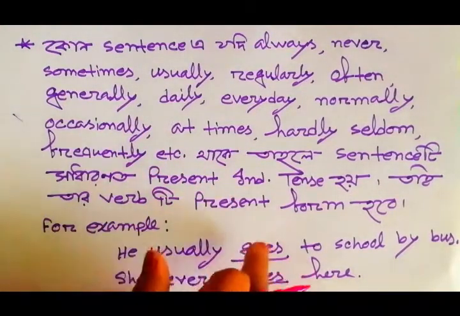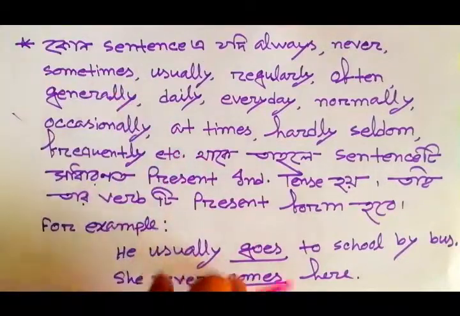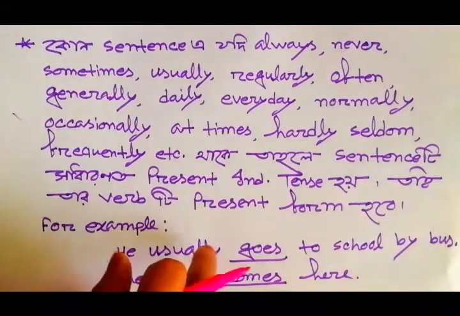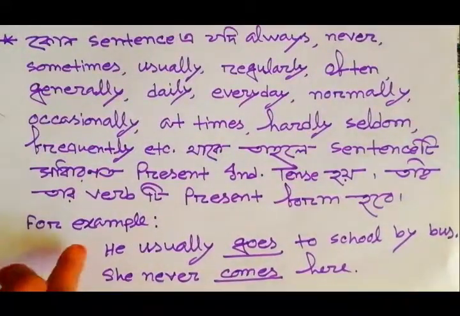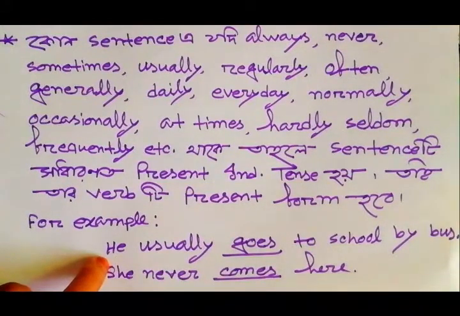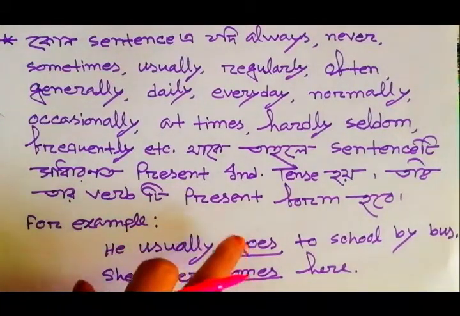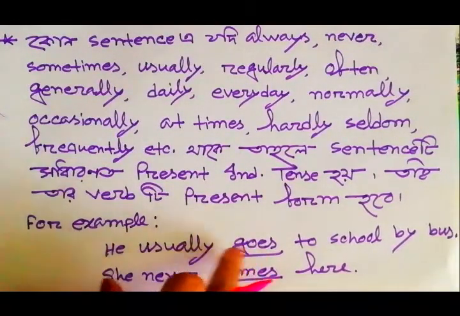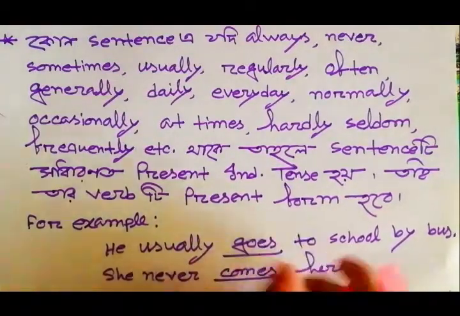The base form of the verb is go. I have written in this blank goes because the sentence is present indefinite. For this reason, we will use the present form of the verb. My dear students, please look at the subject. I have written, the subject is he. We know he is third person singular. For this reason, when we rewrite the verb, we will use s or es with the verb. For this reason, I have used es with the verb. So the right form of verb: he usually goes to school by bus.